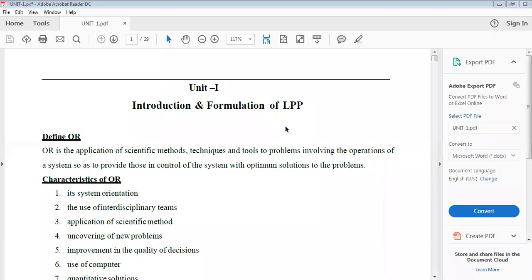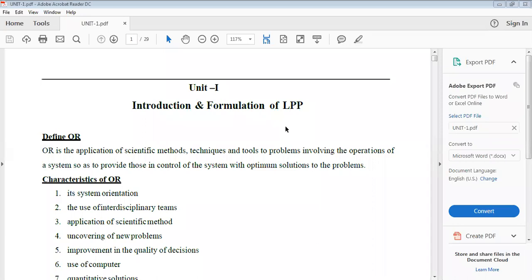This operations research is not an easy subject. It is a critical subject. There are 6 units. This is unit 1, that is introduction to operations research and formulation of linear programming problem.